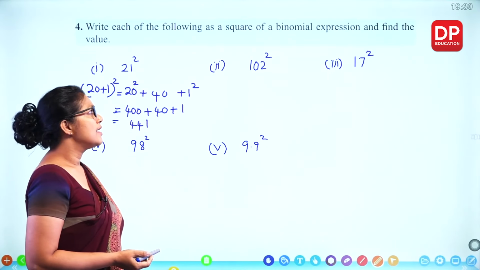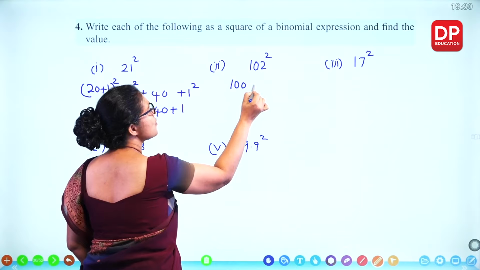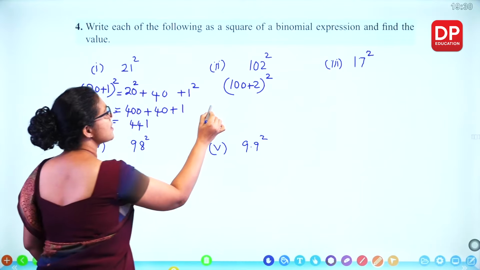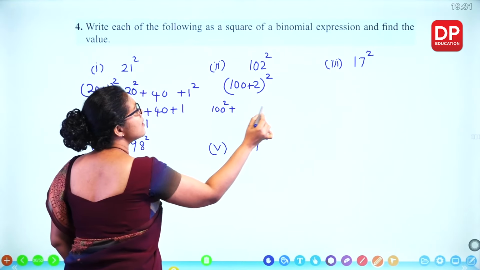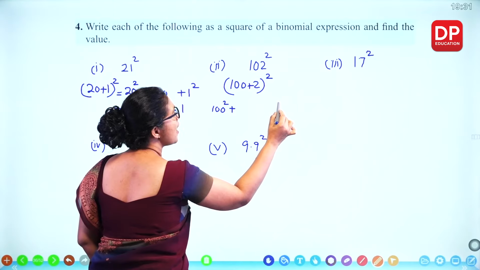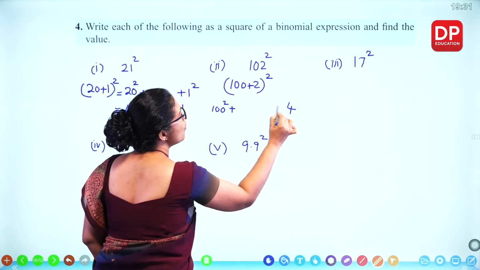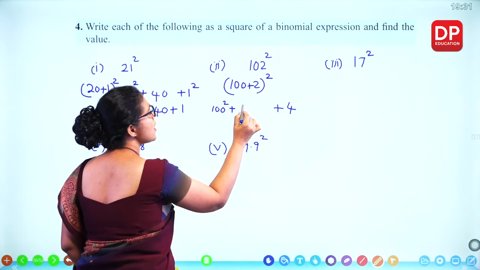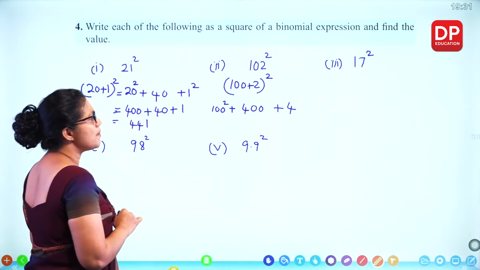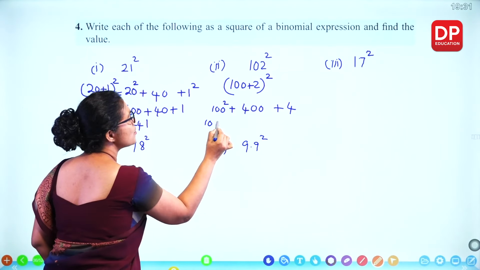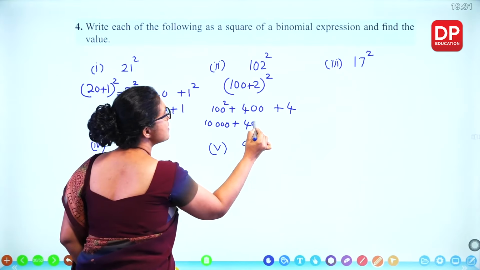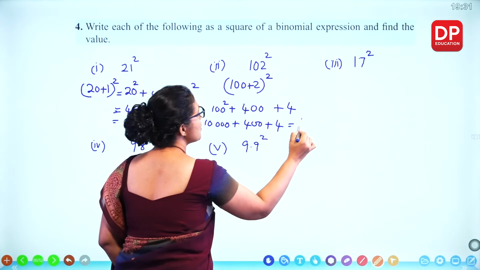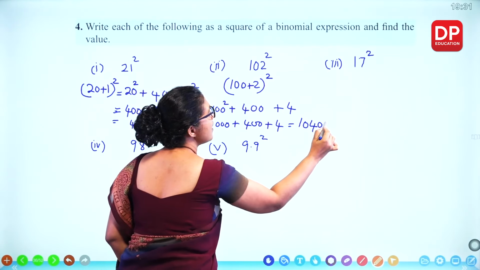What about this one? 102. How can you write it? You can write it as 100 plus 2, and this is a square term. So use the pattern. First term squared, last term squared. The last term squared is 2 times 2, which is 4. What's the middle term? Double of these two. 2 times 2, 4. 4 times 100 is 400. When you simplify, 100 squared is 10,000. 400 is there and adding 4. So what's the final answer? 10,404.